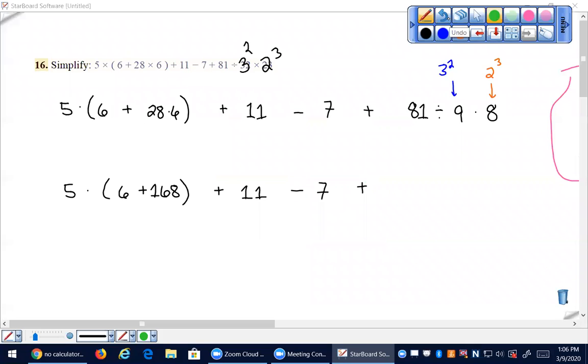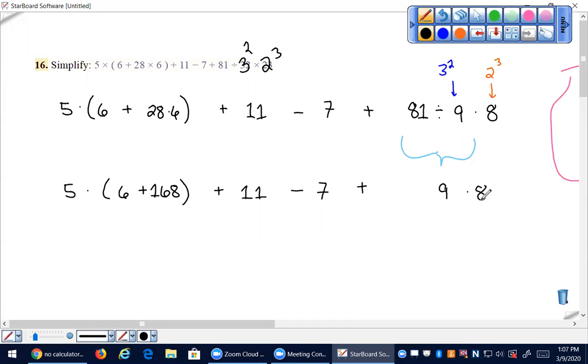Let's look at the last term. 81 divided by 9 becomes how much? 81 divided by 9. Yeah. This is a reward for knowing your times tables. 9. 9, right? So 9 times 8 is 72.